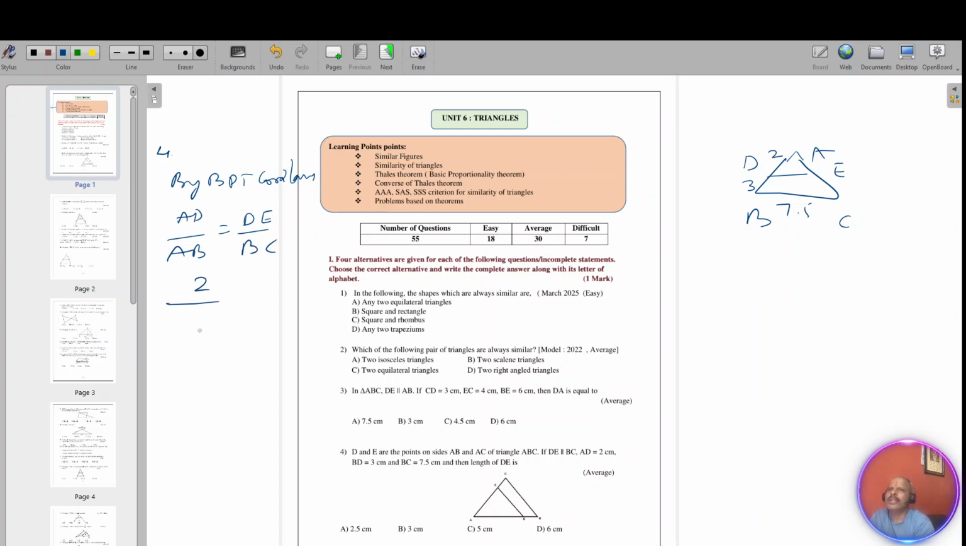AD is 2, AB is 2 plus 3, 5. DE they want, BC they have given. So DE is equal to 2 into 1.5, which is 3 centimeter. Remember, the length of the big triangle comes only in the corollary. BPT talks about the ratio of the sides of the triangles. We'll move to the next question.